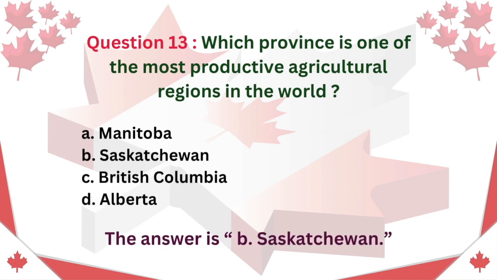Question 13. Which province is one of the most productive agricultural regions in the world? A. Manitoba. B. Saskatchewan. C. British Columbia. D. Alberta. The answer is B. Saskatchewan.